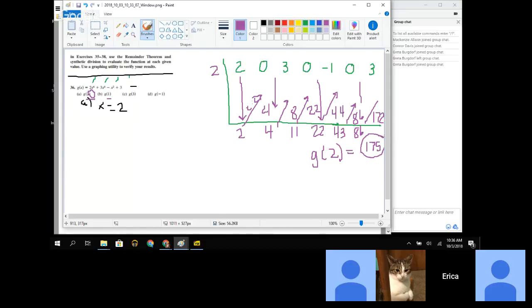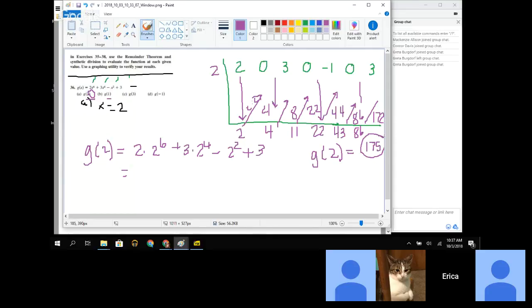So using this is just a really fancy way of plugging in g of 2. So let's just double check. g of 2 would be 2 times 2 to the 6th power plus 3 times 2 to the 4th power minus 2 squared plus 3.